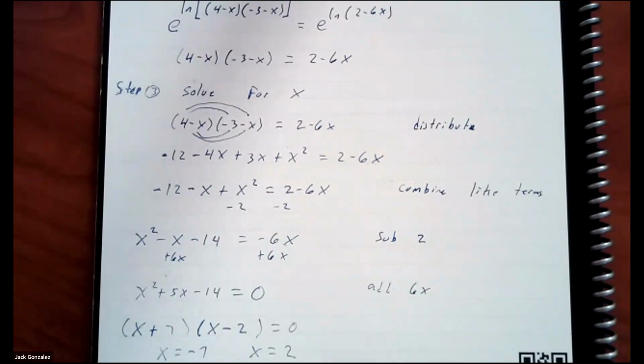Seven and two, from the 14? Yes, from the 14. You look at the 14. Factors of 14 that add up to 5. 7 times -2 is -14. 7 plus -2 is 5.